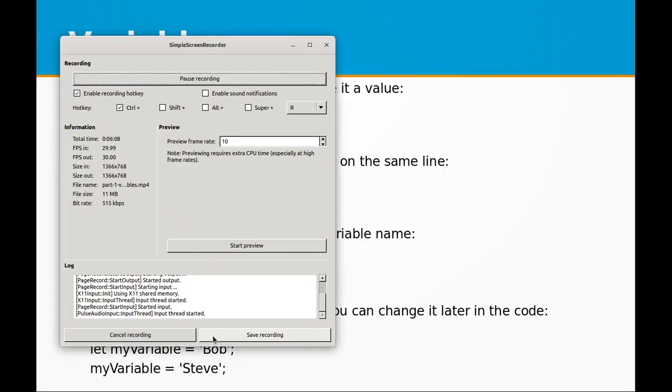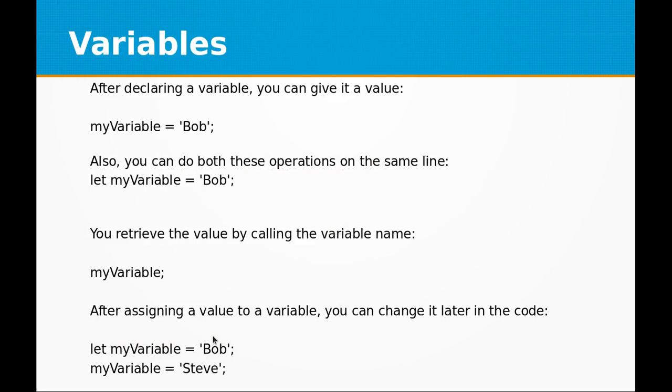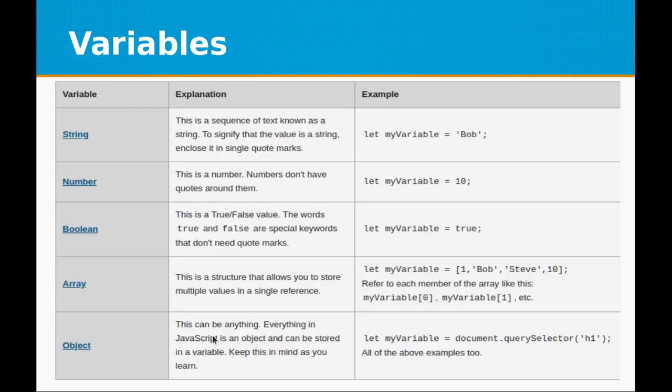And that was about variables, strings. Okay, let's look at how many types of variables you have in JavaScript. The first one is string. This is a sequence of text known as a string. To signify that the value is a string, enclose it in single quote marks. So let myVariable equal to 'Bob'. We have already seen that.